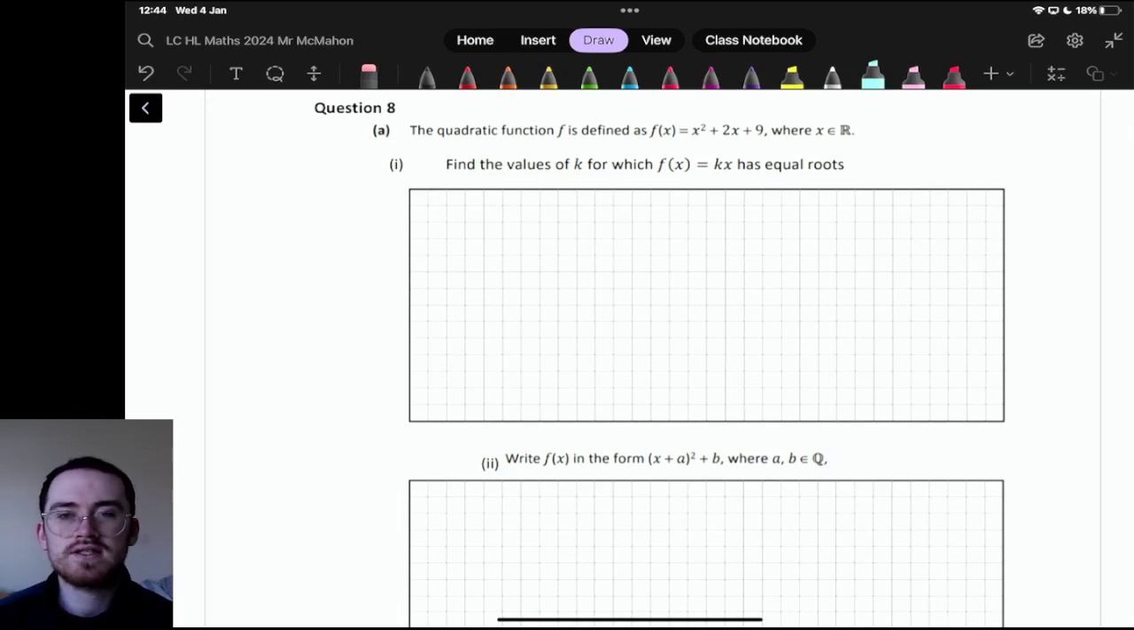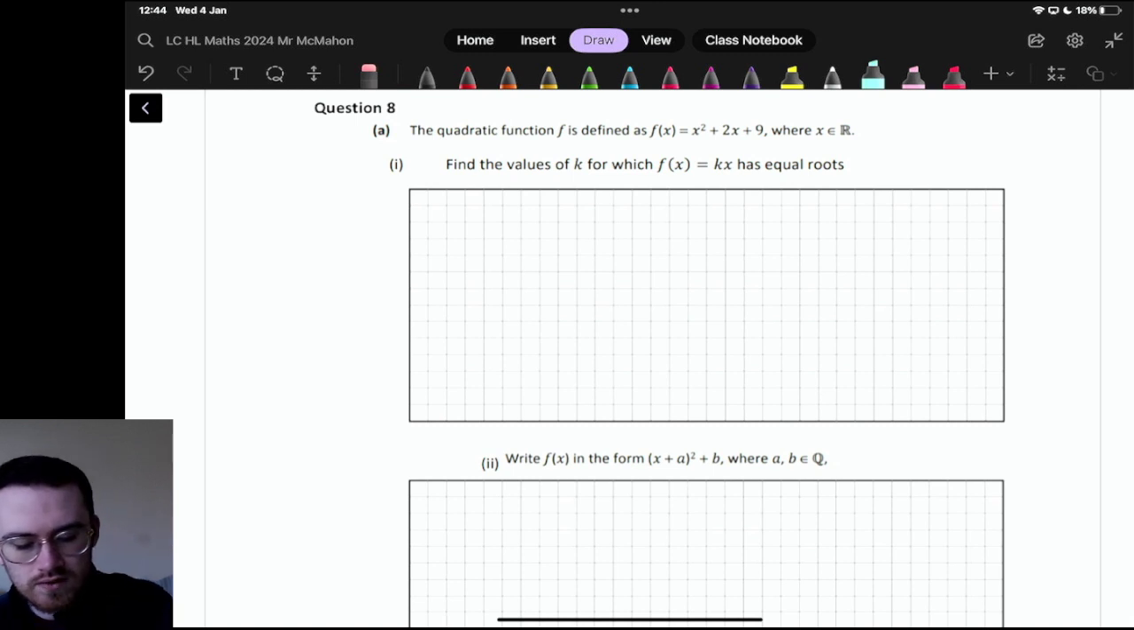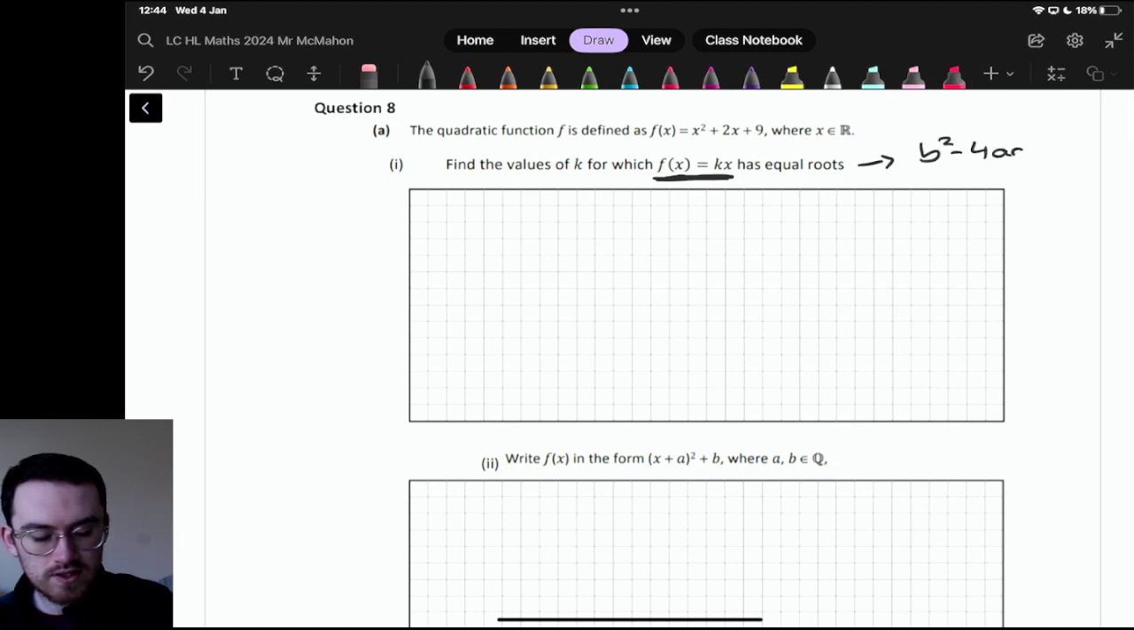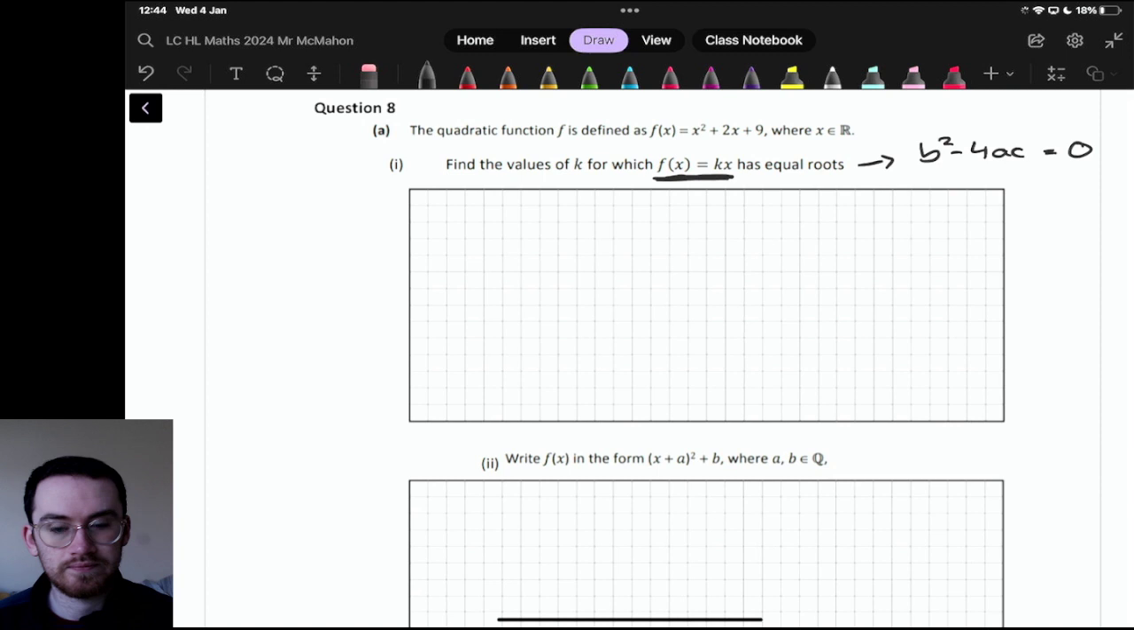So question 8 starts with giving us a quadratic function and asking us to find the values of k for which f of x is equal to kx has equal roots. Okay, so there's a few things going on here. We first of all have this idea of saying f of x is equal to kx. We're going to have to use that. Equal roots means that your discriminant b squared minus 4ac is equal to 0.